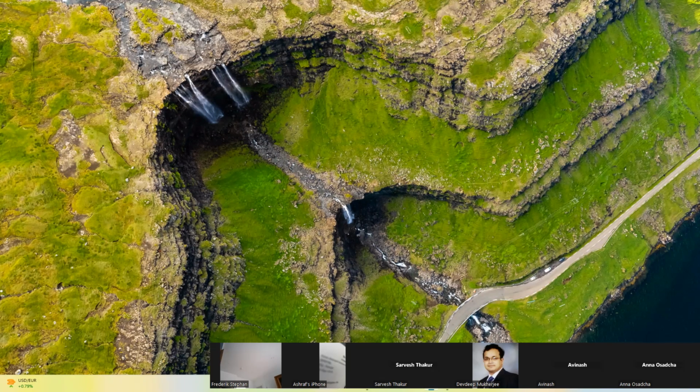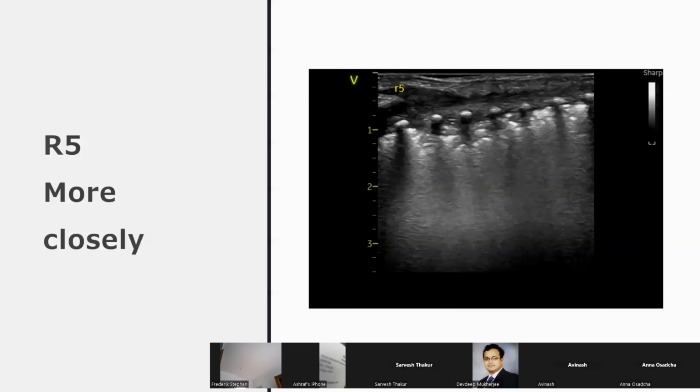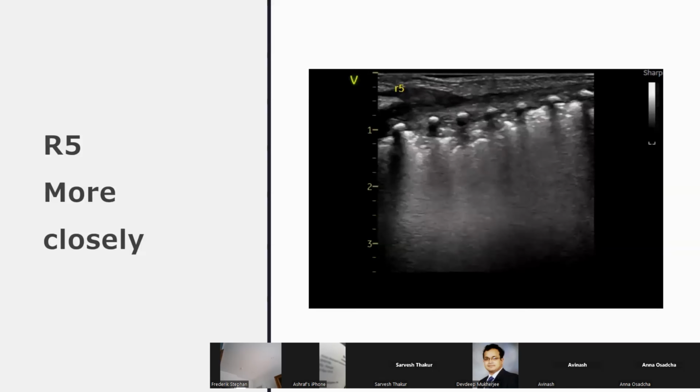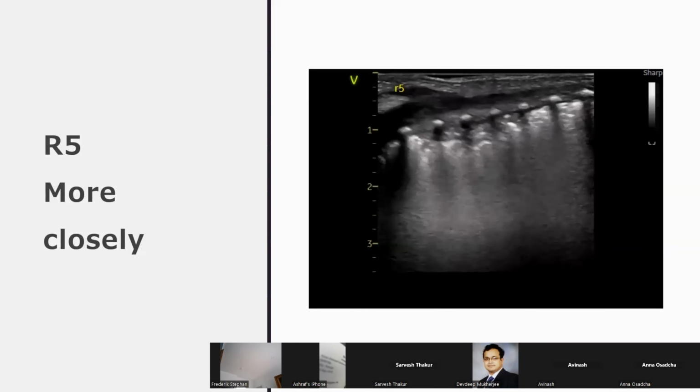So basically, how do we see this? Is there any knob to change it in my Sonocyte machine?